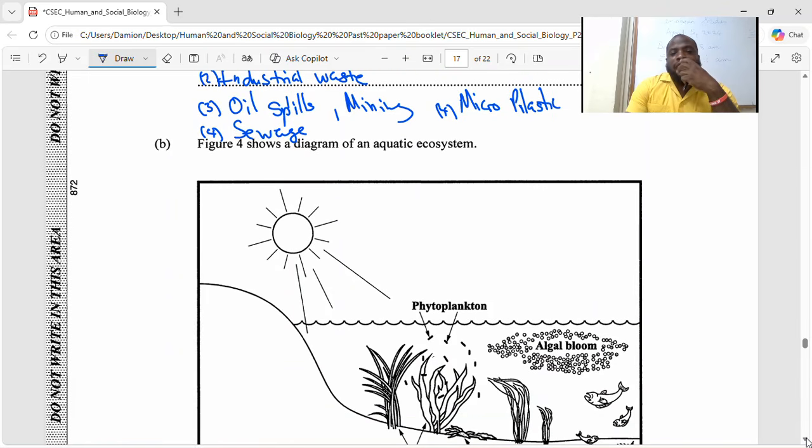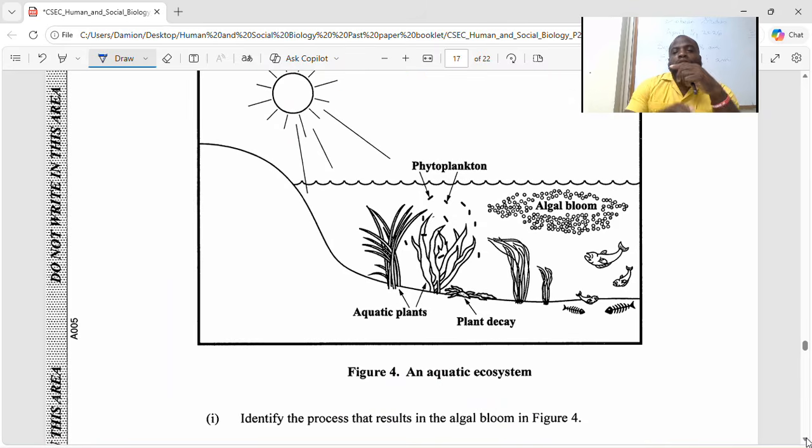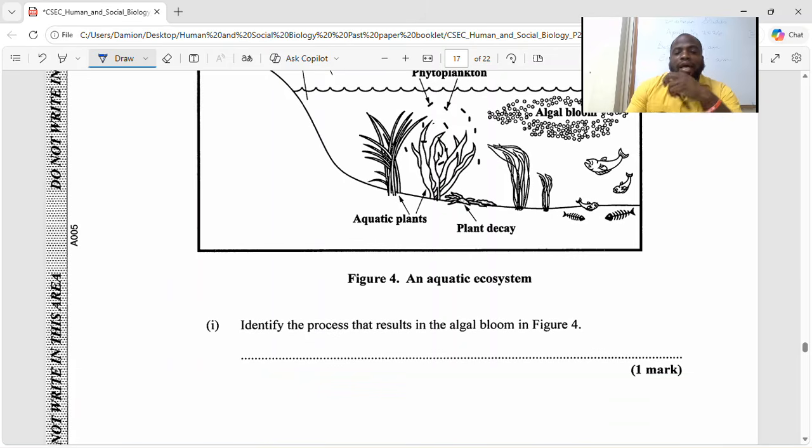Figure 4 shows a diagram of an aquatic ecosystem. So we're seeing the phytoplanktons, we're seeing the aquatic plants, we see plant decay, and we see the fish dying. Yeah, and we see the algal bloom. Identify the process that results in the algal bloom in figure 1. And this is caused by eutrophication.